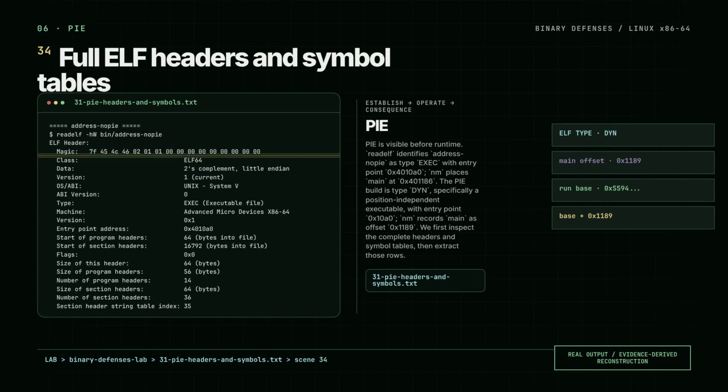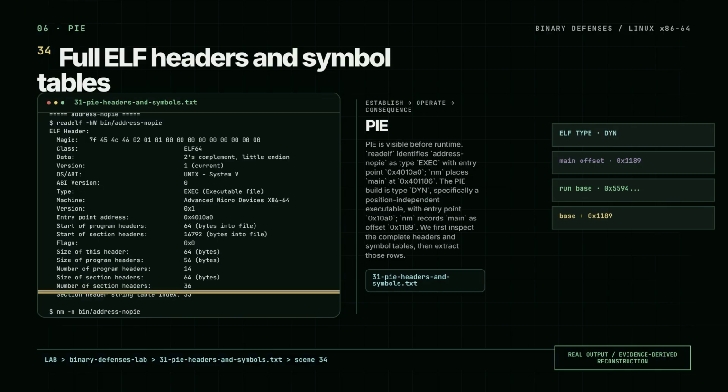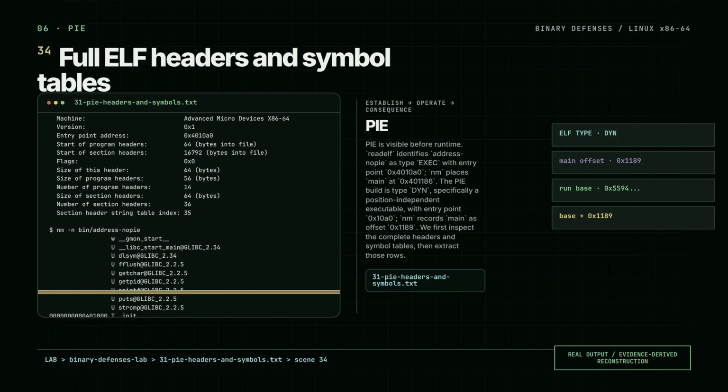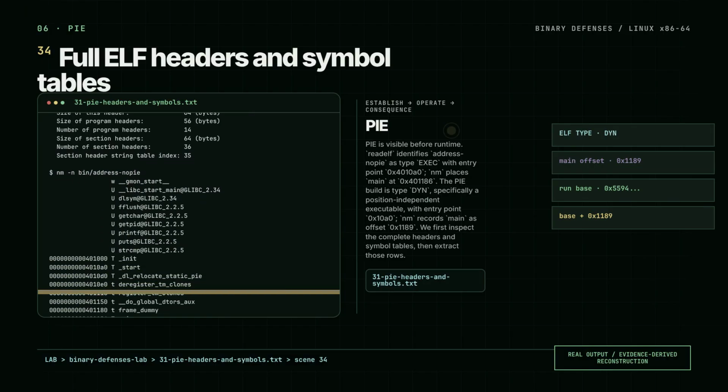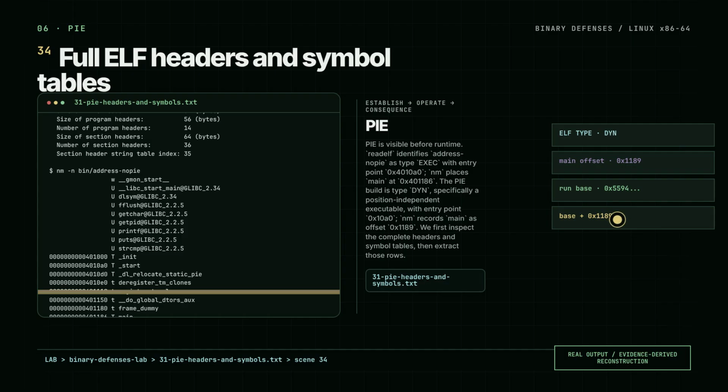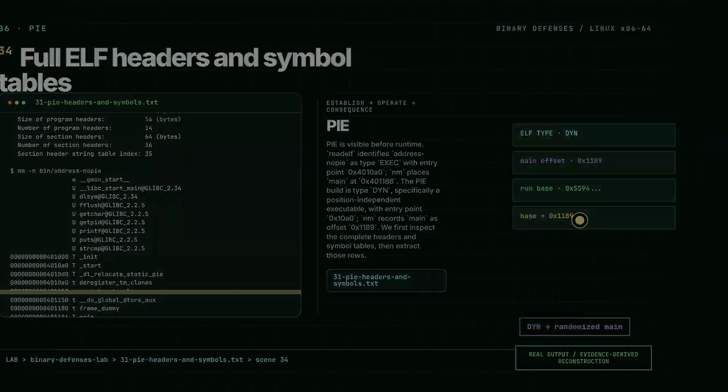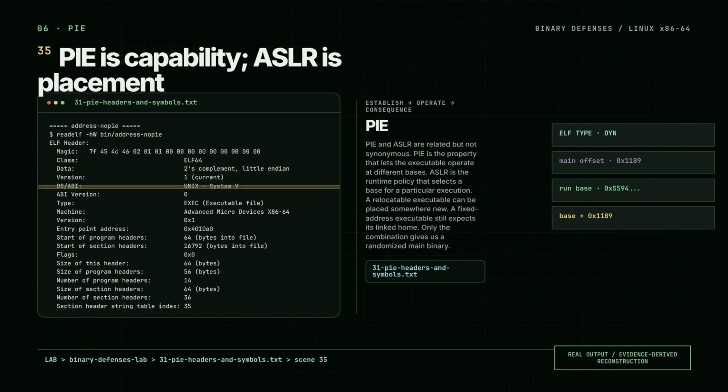The file inspection makes a distinction before the program runs. The non-position-independent build is a fixed executable. Its main function has one linked address. The position-independent build is dynamically loaded. Its main value is an offset, not a permanent location. The full headers and symbol table show it. PIE and ASLR are related but not synonymous.